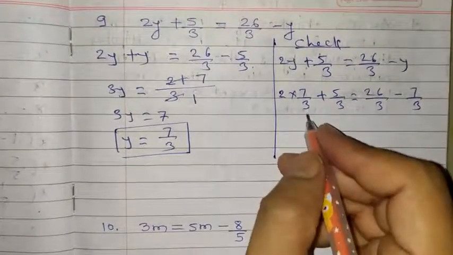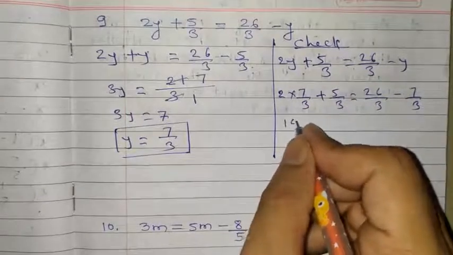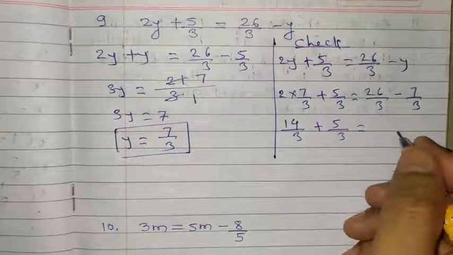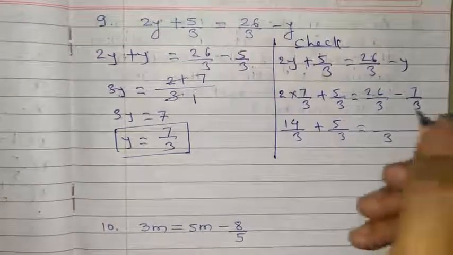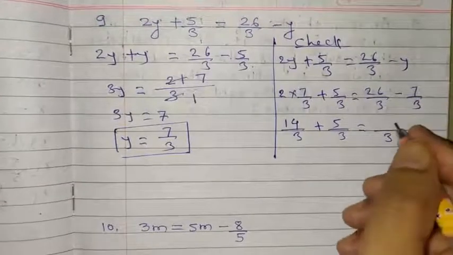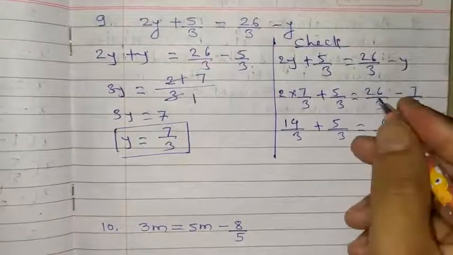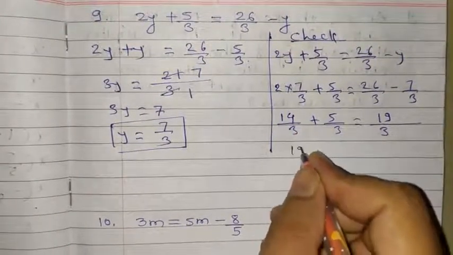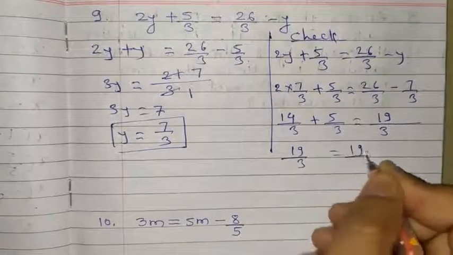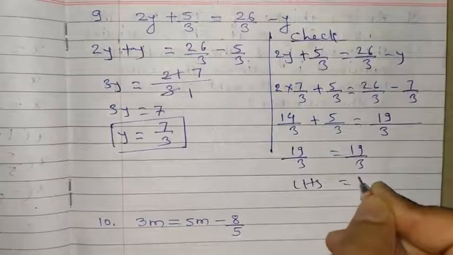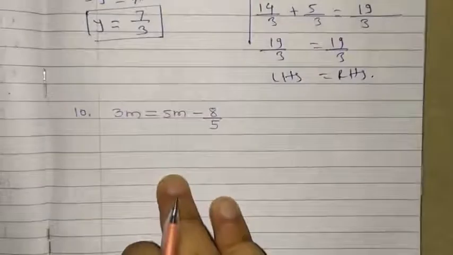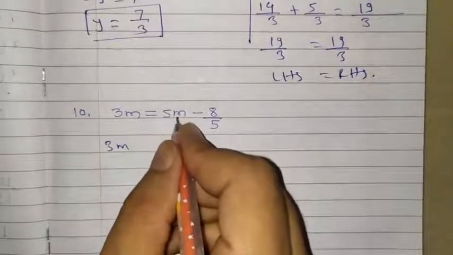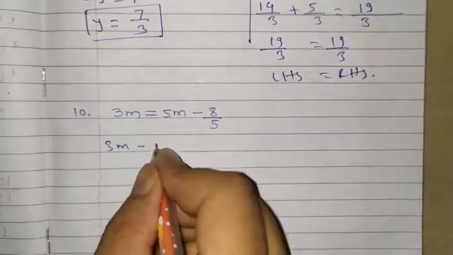Then 7 into 2 is 14. 14 upon 3 plus 5 upon 3. Here the denominators are already common, so we will directly solve. 26 minus 7, so it is 19, sign of the greater one, so it is 19 upon 3. 14 plus 5 is 19 upon 3. Here also 19 upon 3, so LHS is RHS, so our answer is correct.